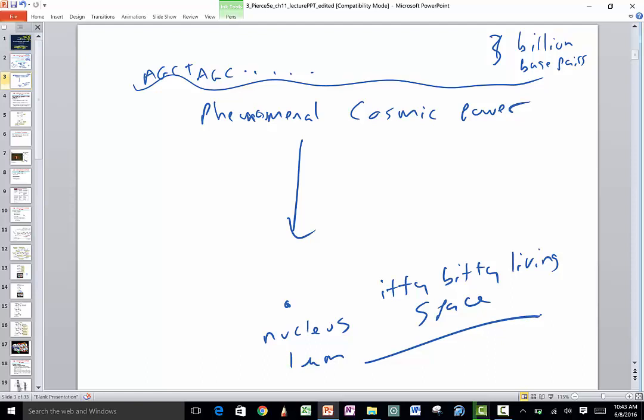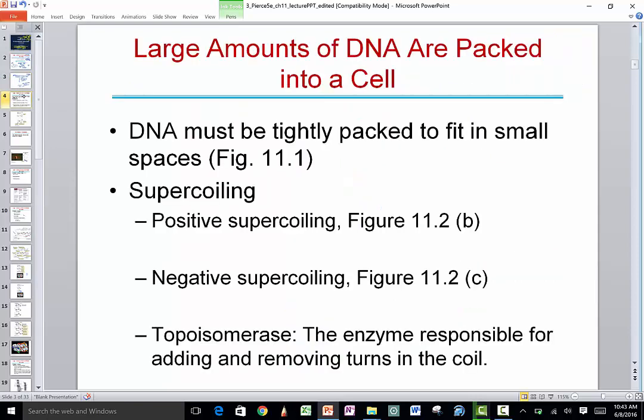So how do we package a huge amount of DNA into an itty bitty living space? So we call this the packaging problem, the DNA packaging problem. All right, and so that's where chromatin structure or chromosome structure comes in.